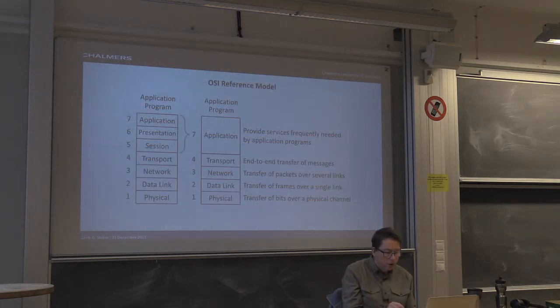OSI reference model, 7 layers in principle. In practice, we talk about the application layer consisting of the top 3 ones, still having number 7.